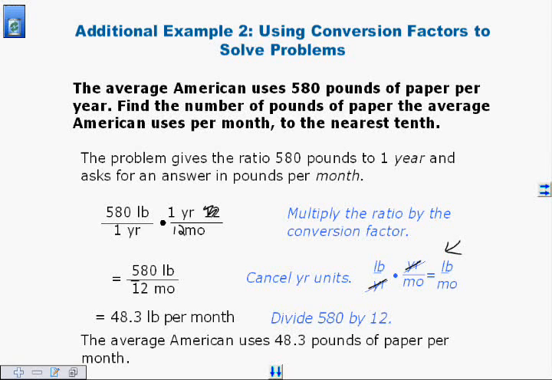Then it looks like a division problem, doesn't it? So if you need to break it down to unit rate, where you break it down to 1 month, you just divide by 12. Top in, bottom out will give you 48 3/10 pounds per month. So the average American uses 48 3/10 pounds of paper per month.